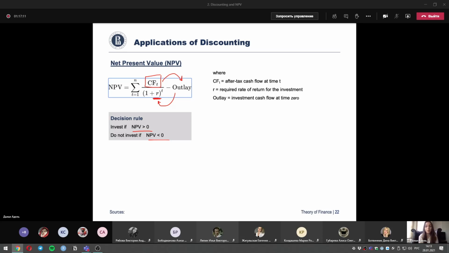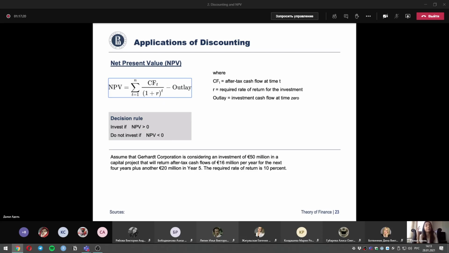Okay. Any questions so far? All right, so let's then consider an NPV of the project. Here you have a corporation considering an investment of 50 million in a capital project that will return after-tax cash flows of 16 million per year for the next 4 years, and then another 20 million in year 5. The required rate of return is 10%. So please calculate NPV of this project and tell if you invest in it or not. Again, a couple of minutes.